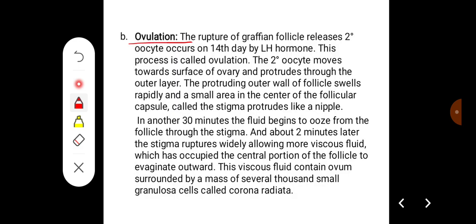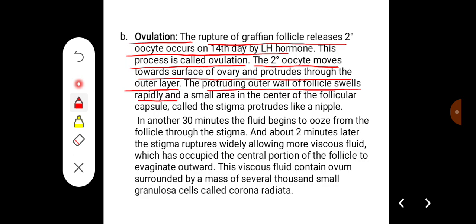Ovulation. The rupture of the graafian follicle releases the secondary oocyte, which occurs on the 14th day by LH hormone. This process is called ovulation. The secondary oocyte moves towards the surface of the ovary and protrudes through the outer layer. The protruding outer wall of the follicle swells rapidly and a small area in the center of the follicular capsule, called the stigma, protrudes like a nipple.